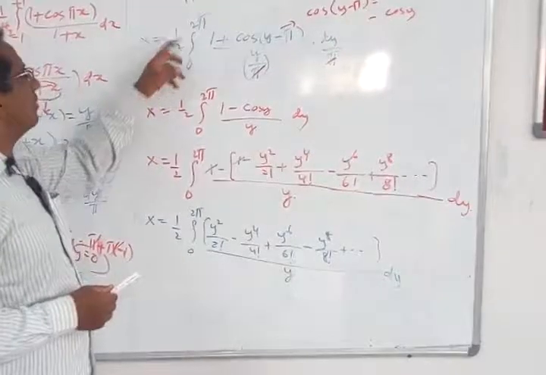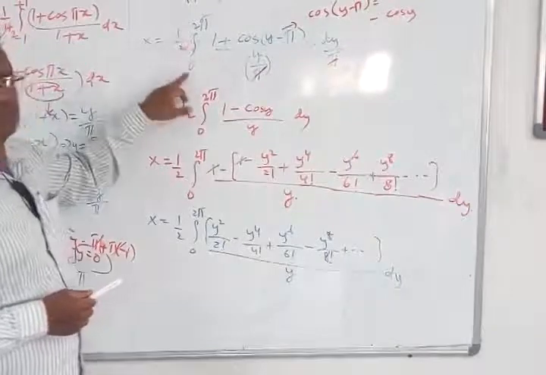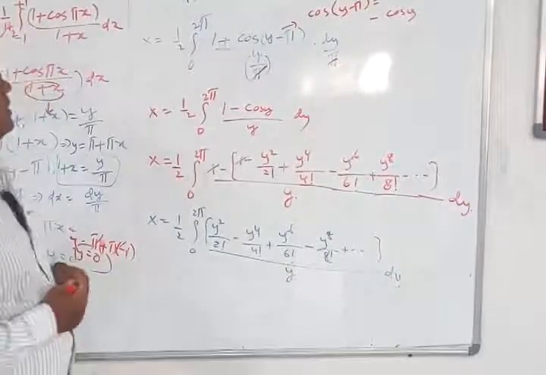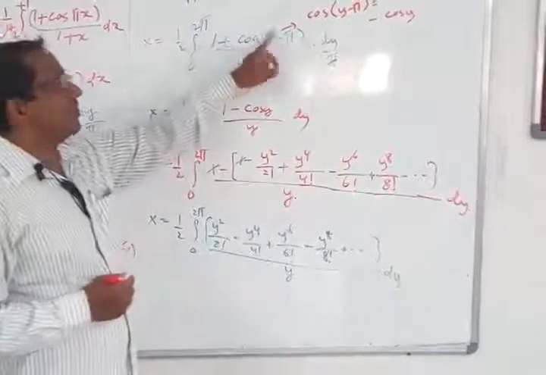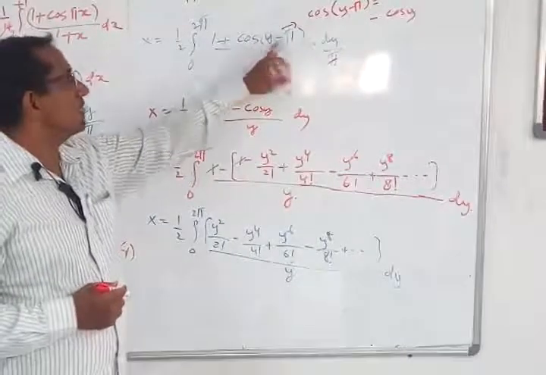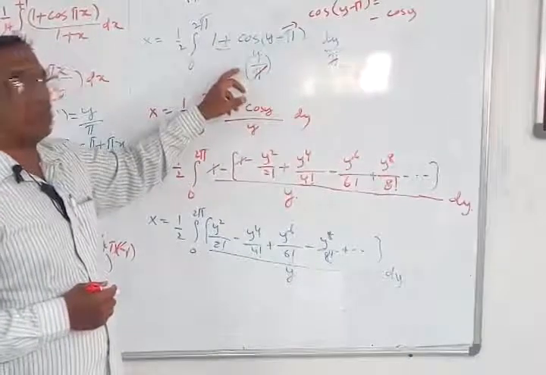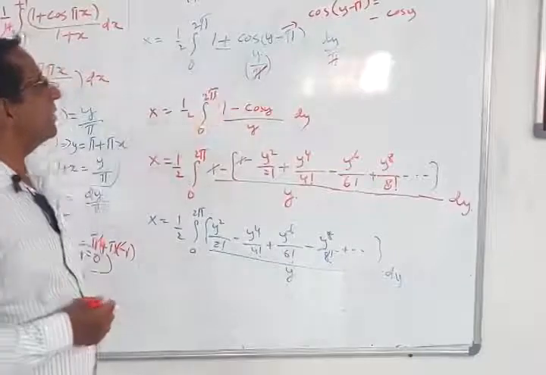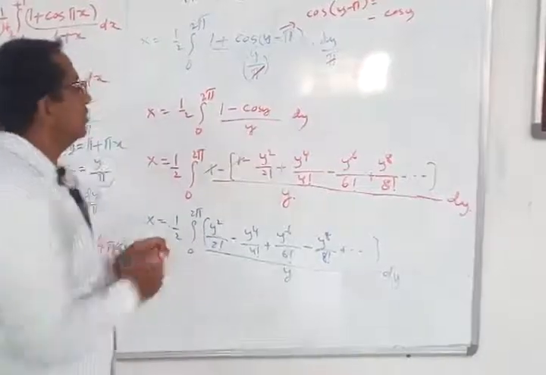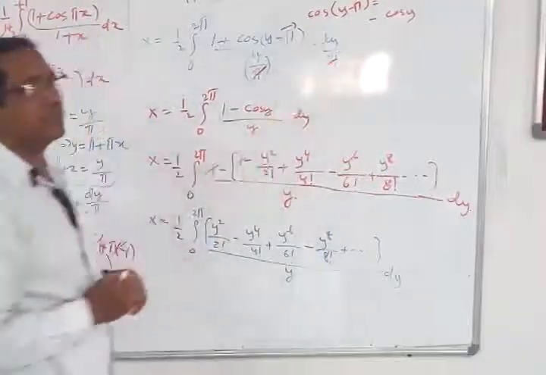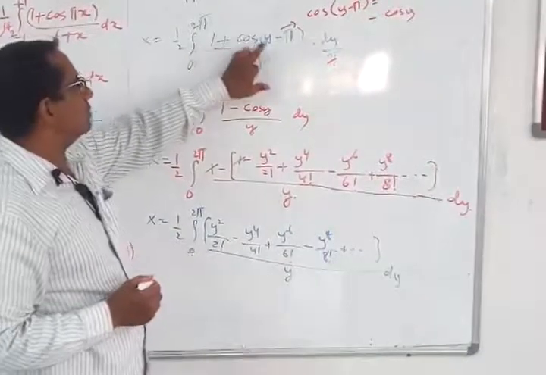x is equal to 1 by 2, y is going to take the limits from 0 to 2 pi, then 1 plus cos of pi x. Pi x is known as y minus pi. So this is going to be 1 plus x means y by pi, dy by pi. So this pi and pi will get cancelled. Now what is this value? Cos of y minus pi.